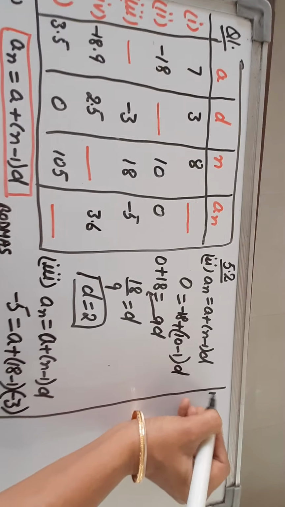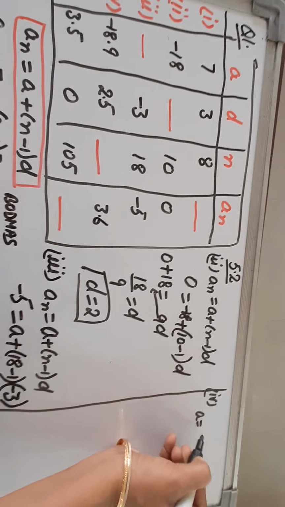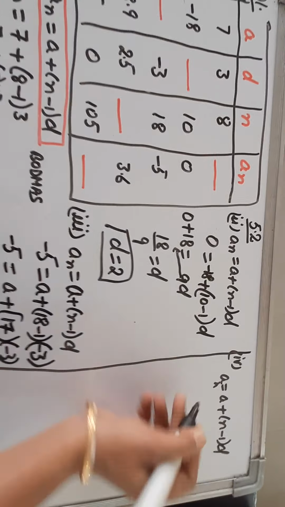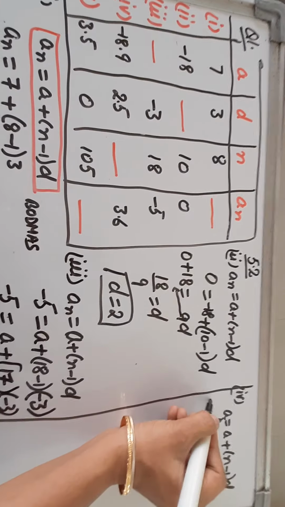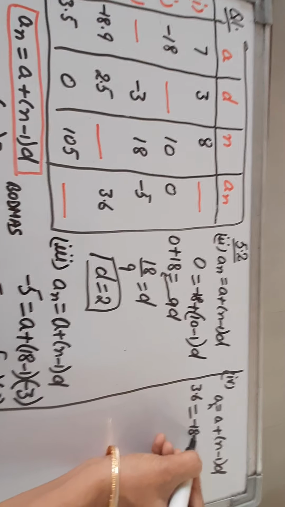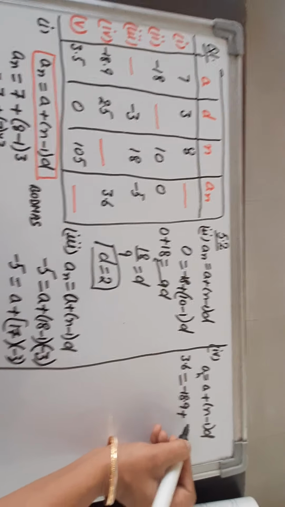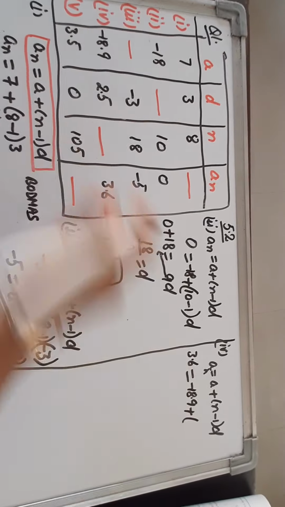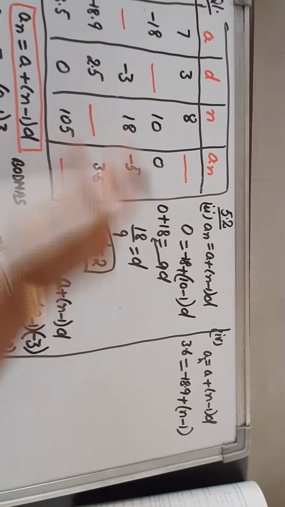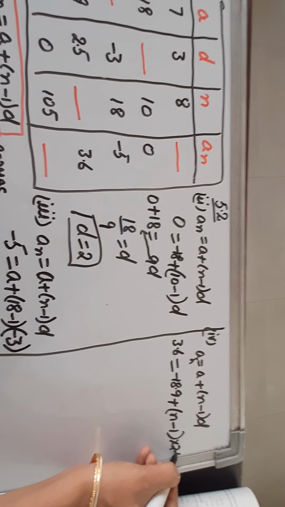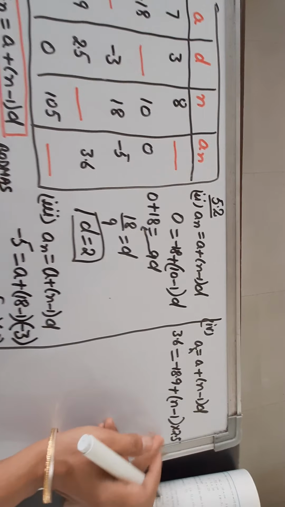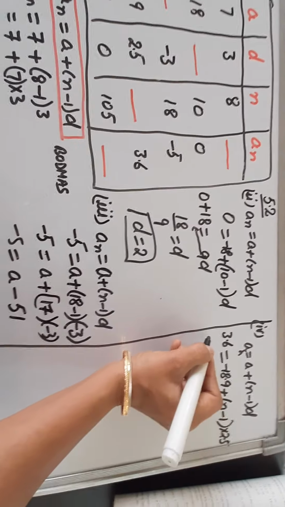Let us see the fourth part. So again, an is equal to a plus n minus 1 into d. So what is an in this? We have 3.6. What is a? It is minus 18.9 plus n. Is it given to us? No. So write it as it is. Minus 1 into d. It is 2.5. If it is a positive value, then you can write it without the bracket. But if it is negative, do write it in the bracket.